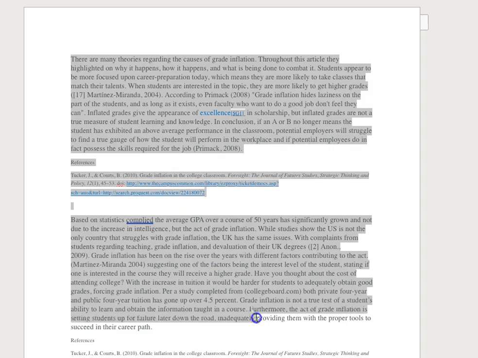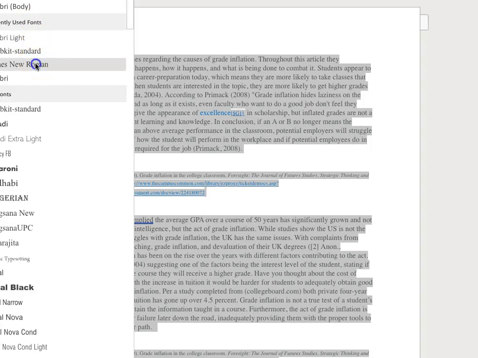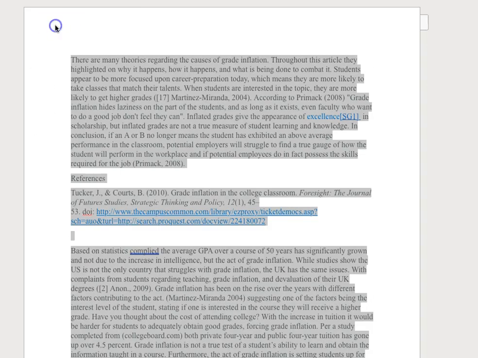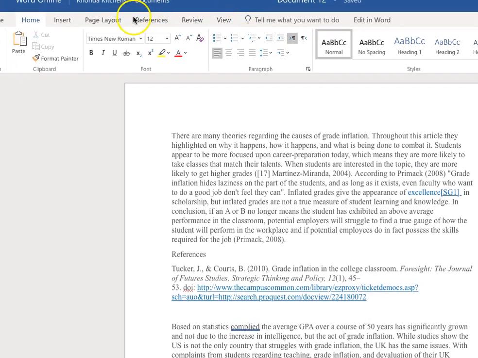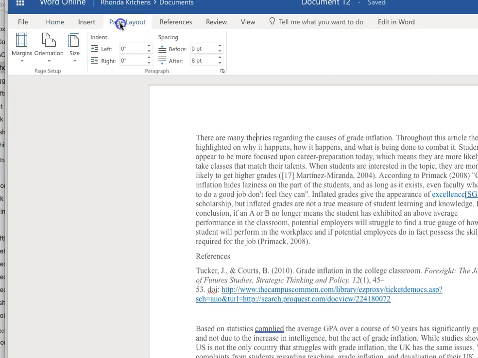Here we have the one you turned in. I'm highlighting it, going up here to Times New Roman, and I'm also setting it to 12 point. All your papers should be Times New Roman and 12 point. I'm going to go up here to page layout. The page layout is always going to be 1 inch by 1 inch by 1 inch by 1 inch. So what I'm trying to do right now is find the margins.